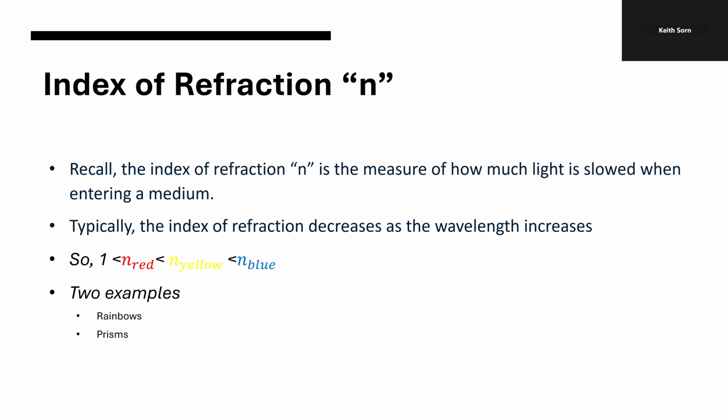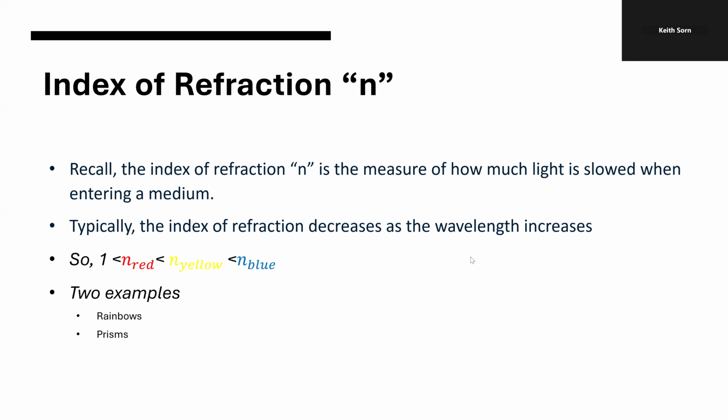Now, how much the media slows down the light is measured by the term n. It's called the index of refraction. Typically, the index of refraction decreases as wavelengths increase. If you apply that to the visual spectrum, that means that red will be slowed less than yellow, which will be slowed less than blue. So blue is slowed the most, red is slowed the least.